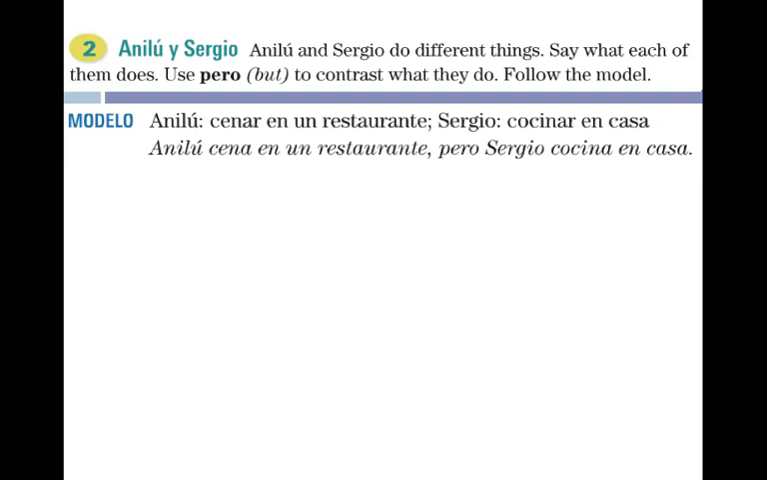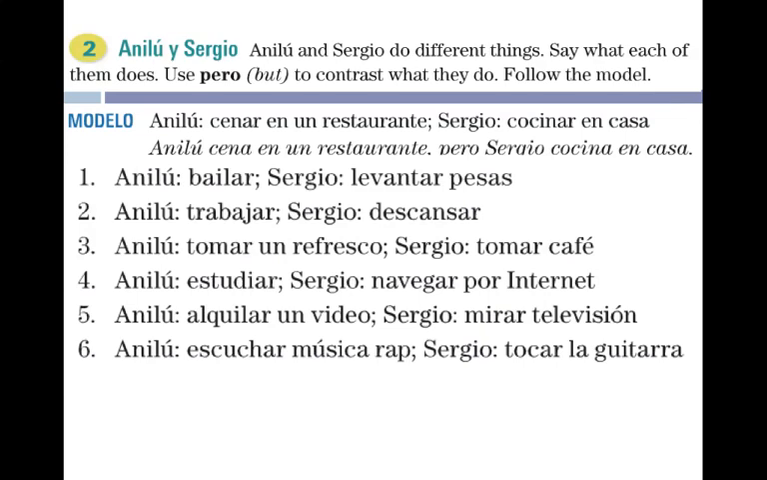So remember what forms of the verbs we need. We're using the form that takes él or ella. So you chop off the AR endings of these verbs, and what do you add at the end for él or ella? Just a. Bien. So let's go with our examples. Número 1. Anilu, bailar, Sergio, levantar pesas. Let me hear you say the sentence. Anilu baila, pero Sergio levanta pesas. Número 2. Trabajar, descansar.